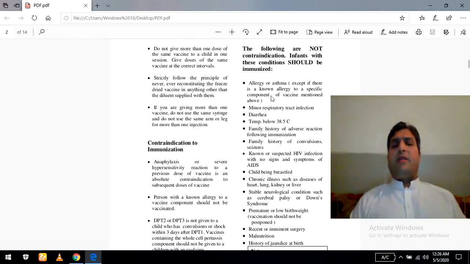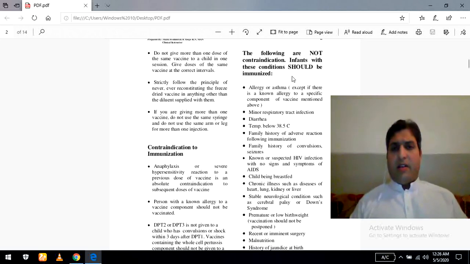Where certain conditions are there where the EPI vaccine should be recommended, where the vaccines are not contraindicated, yes, we have to follow the EPI program if those conditions are there.